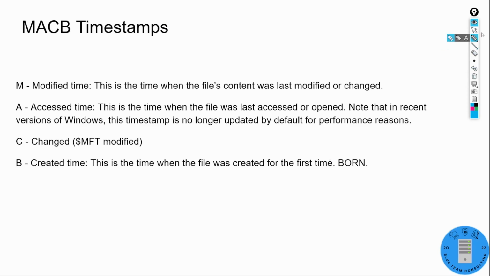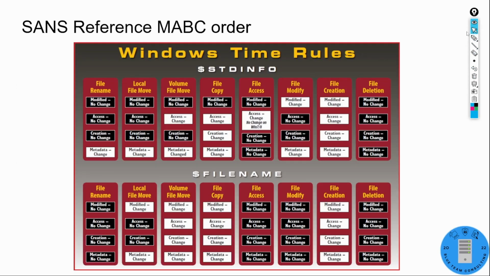Now that we have our MACB timestamps covered, we can go back to the MFT, 2 sections that we called out, 1 being STD info and 2 being file name. And this is a SANS reference for MACB timestamps as they are reflected for what's changing in the MFT under STD info and in file name. You don't need to memorize anything on the slide. I'm just trying to give you this information so that it's easier for you to remember and think about MACB timestamps and what can happen when files move around.